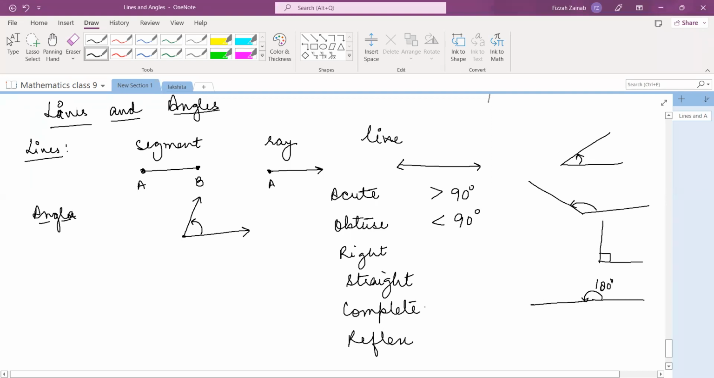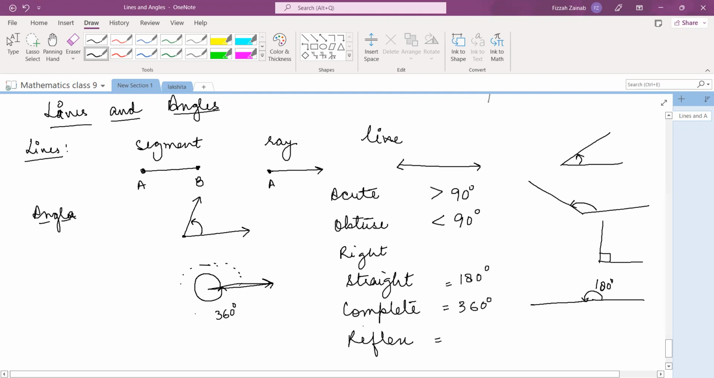Now complete angle. What is a complete angle, Zainab? How much is the measure of a complete angle? 360 degrees. Complete angle means, let's say this is one ray. Now another ray is going like this, then it is going like this and it is overlapping the first. So it has covered this much angle. Understood? The complete angle is 360 degrees, 180 plus 180 equals 360 degrees. This is equal to 180 degrees.